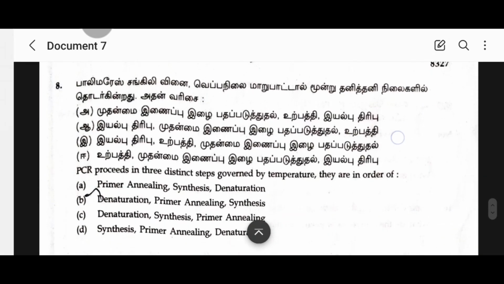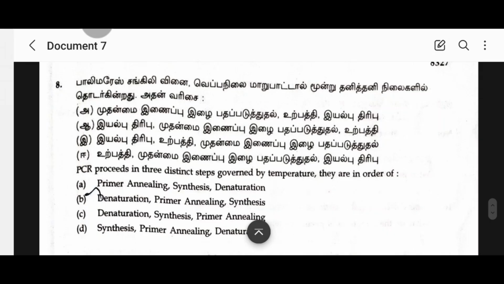And then question number 8, the question taken from chapter 9. The PCR has three processes, mainly denaturation, primer annealing, synthesis. Option B, denaturation, primer annealing, synthesis. PCR proceeds in three distinct steps governed by the temperature, in this order.